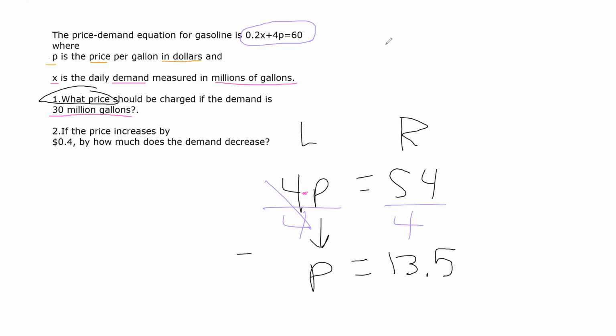What price should be charged if the demand is 30 million gallons? So remember, my answer is price. My price is in dollars. $13.50. That's my answer, $13.50. Let's look at 2.